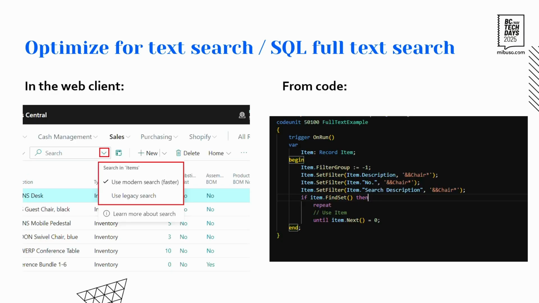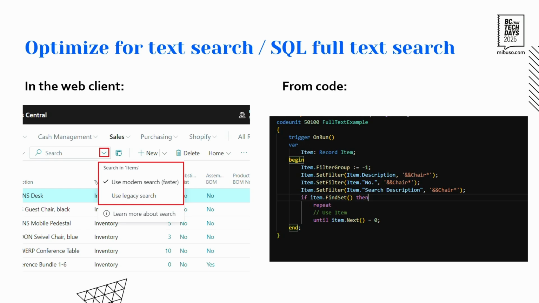In the web client, it looks like this. So if you have a table where you have opted into Optimized for Text Search, you will get the small arrow, and you can select Modern Search instead. And that will then have the new behavior, the faster behavior.